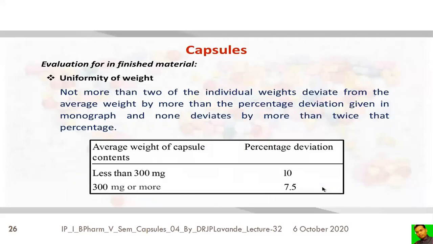In order to ensure the weight uniformity, not more than 2 of the individual weights deviate from the average weight by more than the percentage deviation which is given in the monograph, and none should deviate by more than twice that percentage. So if the average weight of capsule content is less than 300 milligram, the acceptable percentage deviation limit is 10%, and if the weight of the capsule content is 300 milligram or more, then it is plus or minus 7.5%.